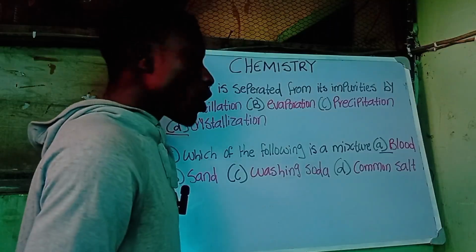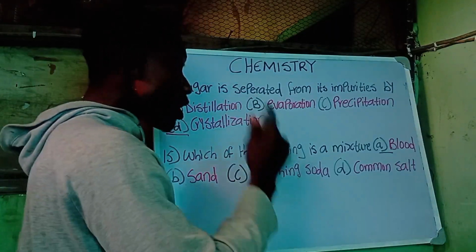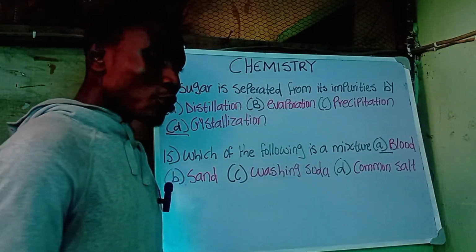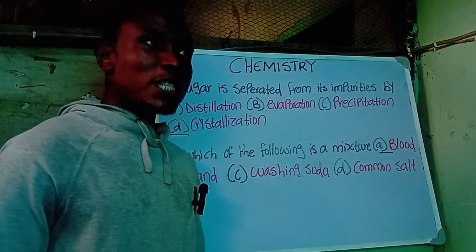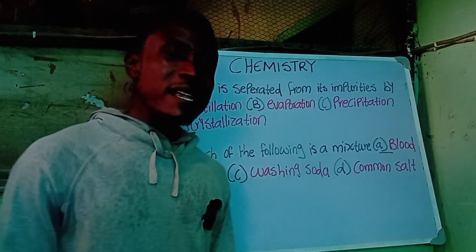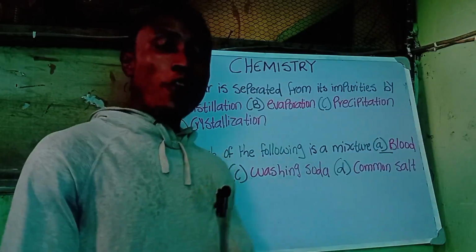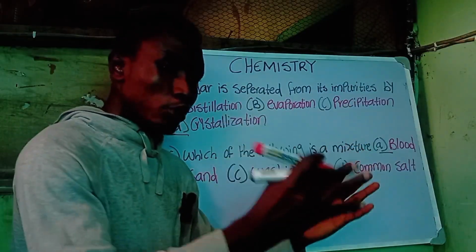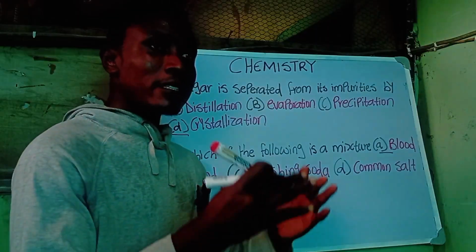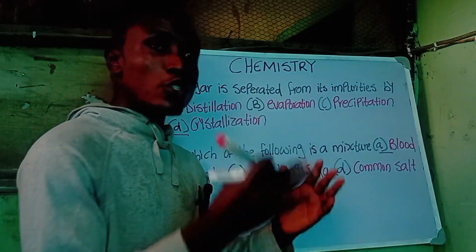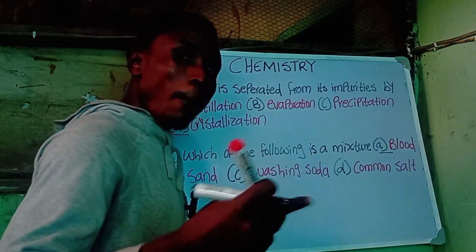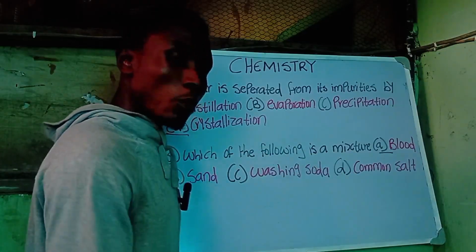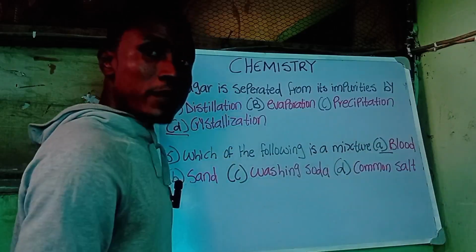Blood. Blood is a mixture. So blood is a mixture, and not sand. How do we know that blood is a mixture? It is because blood cannot be represented by a chemical formula. When elements or substances coming together cannot be represented by a chemical formula, it is known as a mixture.